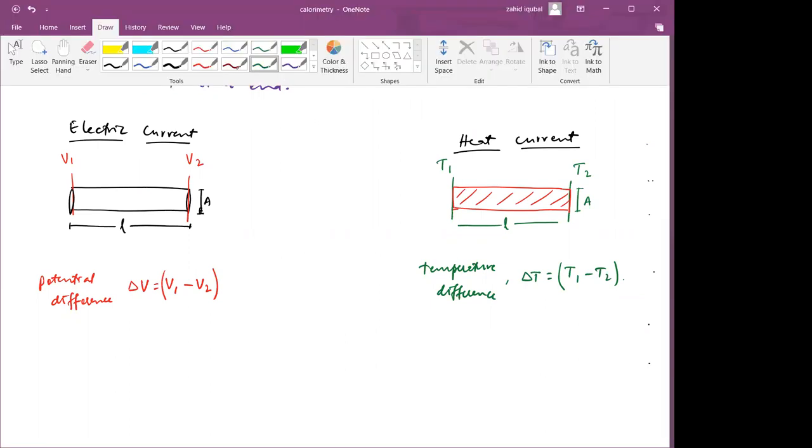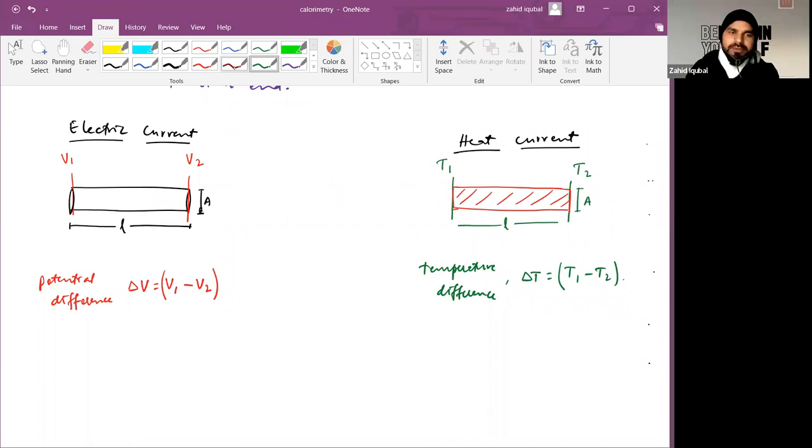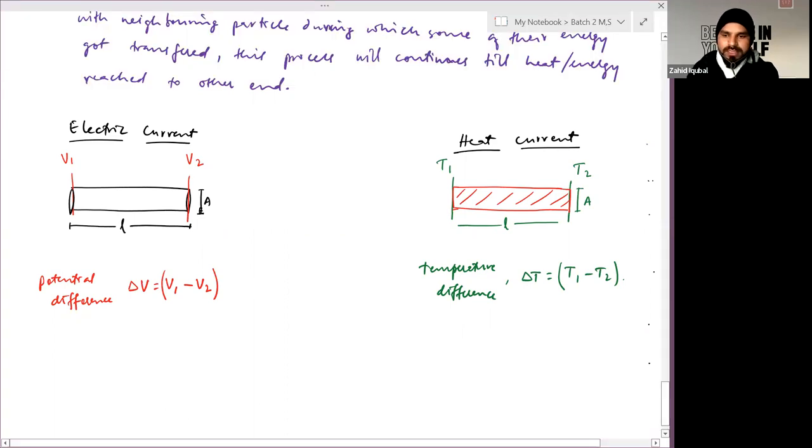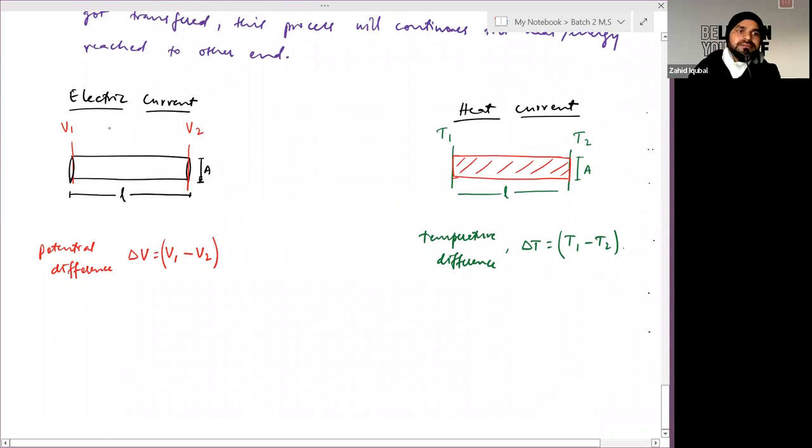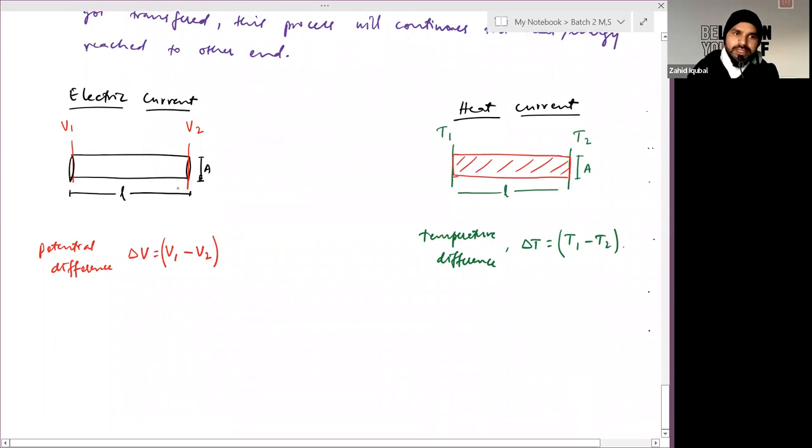Yes, sir. Okay. So you can compare between these two different things. For electric current, we must need some potential difference. And for flow of heat current through a conductor, we must need a temperature difference across it. Next, through this particular conductor, if charge is flowing, there must be some opposition offered to the flow of charge through it, which is called resistance.